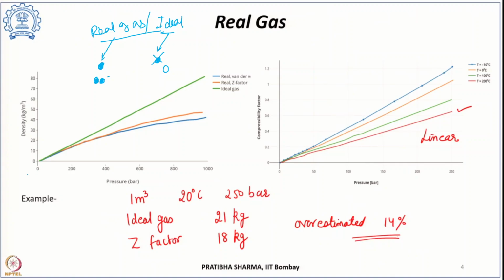This is the curve of density versus pressure, you can see. This is a linear curve, because this is a linear variation, at different temperatures, for the real gas, the van der Waals gas, the real gas Z factor, and the ideal gas.